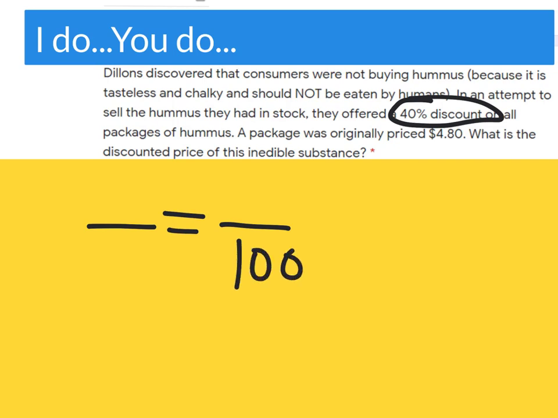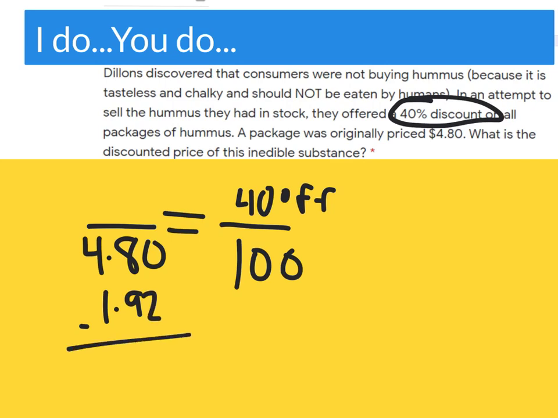If I bought it at 100% price, remember it originally cost $4.80, so I could buy it at full price, 100% price, at $4.80, or right now it's 40% off, right? So you could solve for 40% off and then subtract. Your answer would be $1.92, and then you could subtract $1.92 from $4.80 to get your new price, right? Or the way I like to teach it is if you take off 40%, what's left? 60% is left, right? That's the remaining price, the new price.